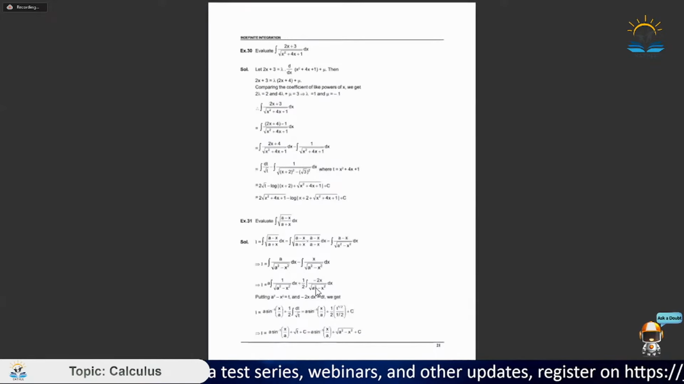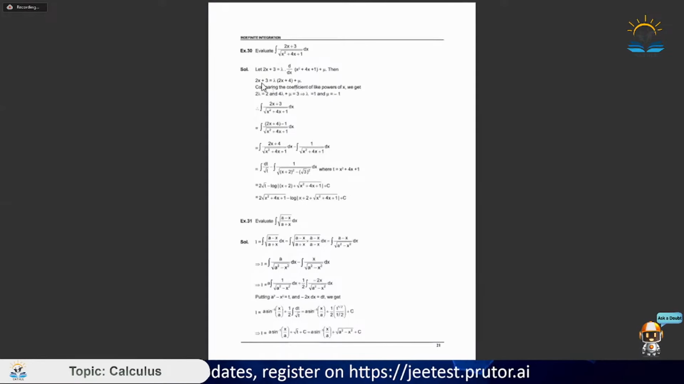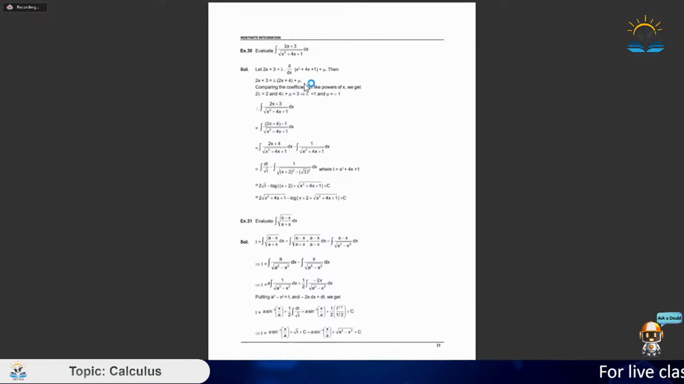Let us take a quick look at this example. You substitute this 2x plus 3 by lambda times the differentiation of this, which would be 2x plus 4, plus mu. Now by comparisons, you can find the value of lambda by comparing the coefficient of powers of x. Here the coefficient of x is 2 and there it is 2 lambda. 2 lambda is equal to 2, so lambda comes 1, and 4 lambda plus mu is equal to 3. So lambda was 1, mu comes out to be minus 1.